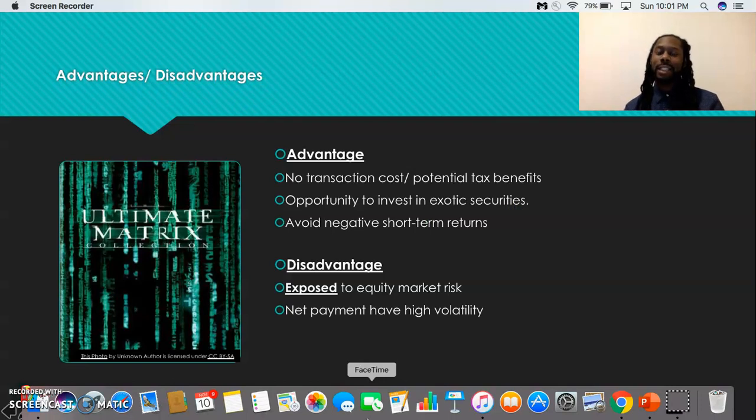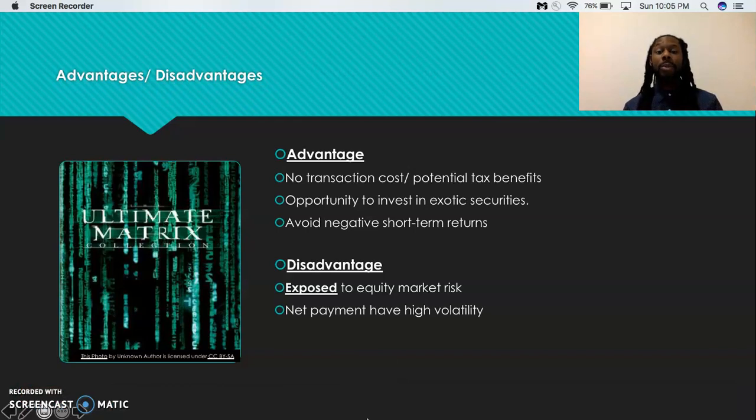Advantages and disadvantages. One of the major advantages is that there is no transaction cost, so there are no trading fees or minimum trading fees associated with this. There's also potential for tax benefits because there are tax shelters, formally speaking, in place to help mitigate the cost of taxes or taxation. You also have the opportunity to invest in exotic securities that you otherwise would not normally have the opportunity to invest in. And also you can avoid the negative short-term returns due to a stagnant market that you're currently investing in.